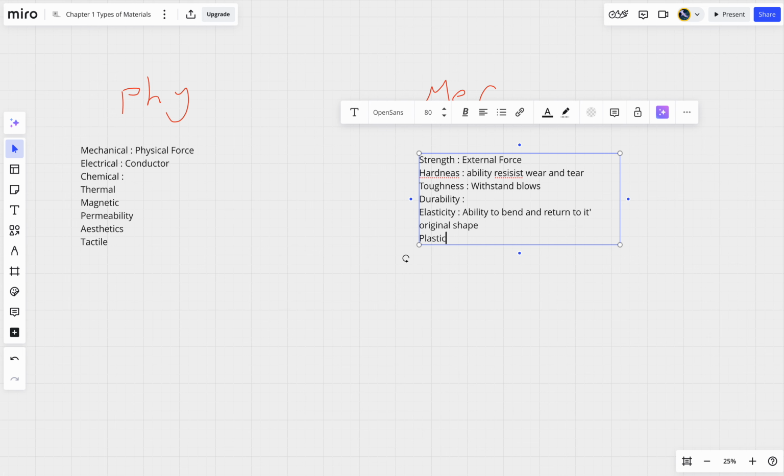And we also have plasticity, which is basically the opposite of elasticity. It is the ability for an object to deform permanently, which if an object is very plastic, then it probably has a very low elastic limit.